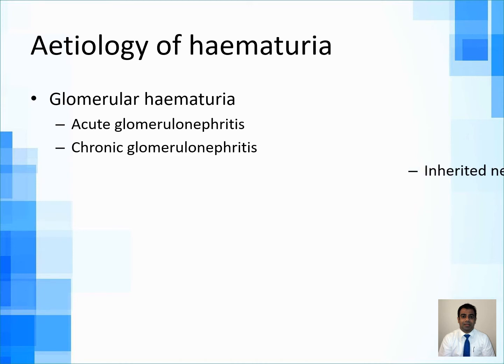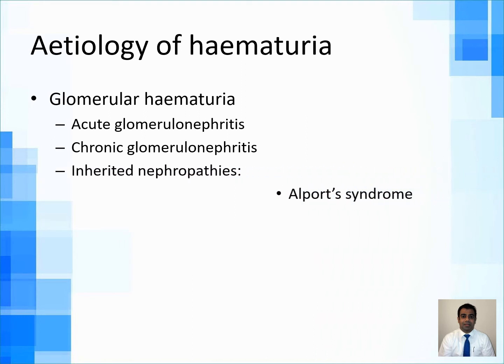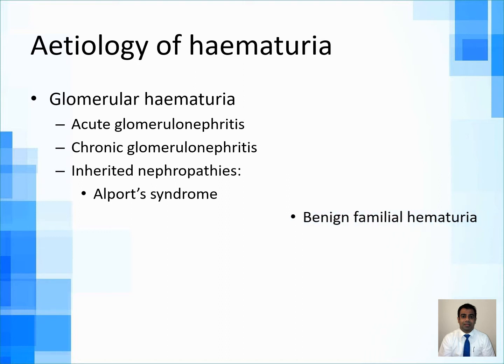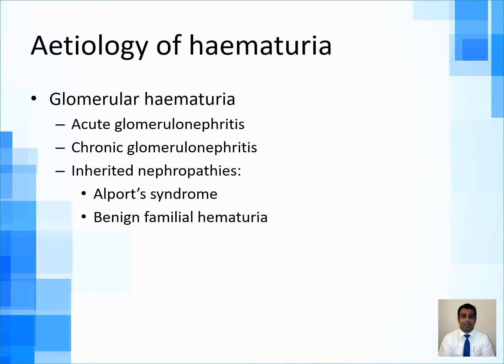There can be chronic glomerular nephritis. There can be certain inherited nephropathies like Alport syndrome, which usually presents with hematuria, is also associated with deafness, and progresses to renal failure. And there is another entity called benign familial hematuria, which, as the name suggests, is a benign condition, but you need to observe these patients. They present classically with microscopic hematuria.